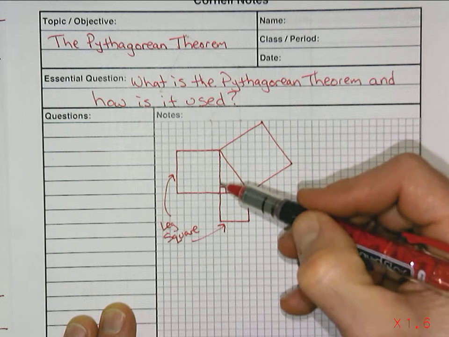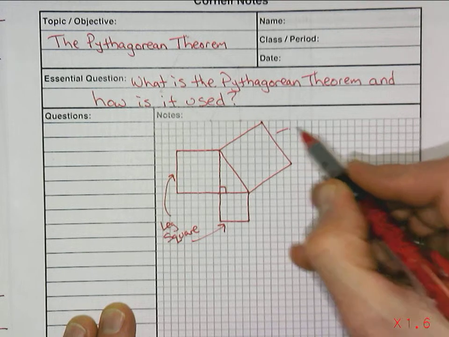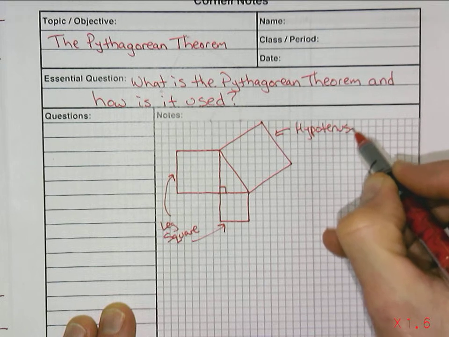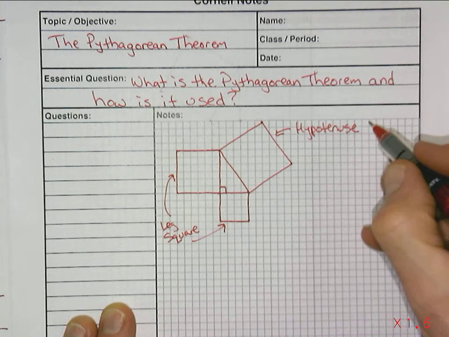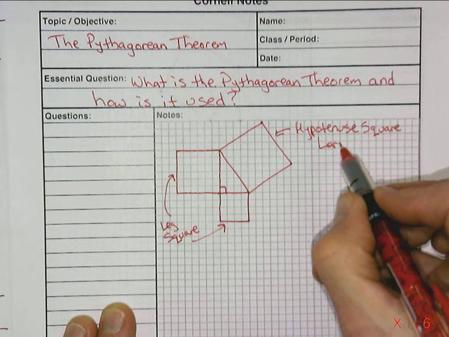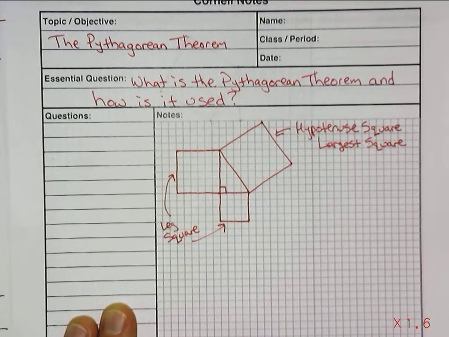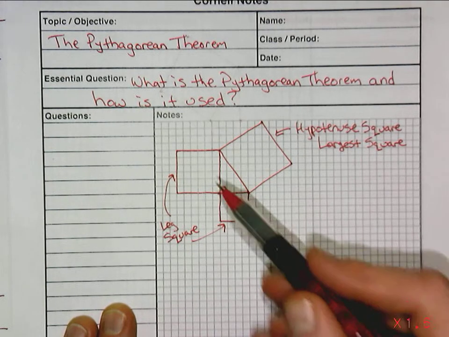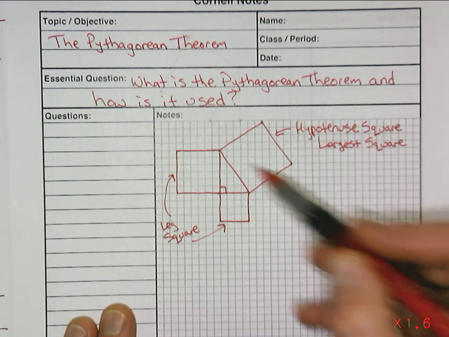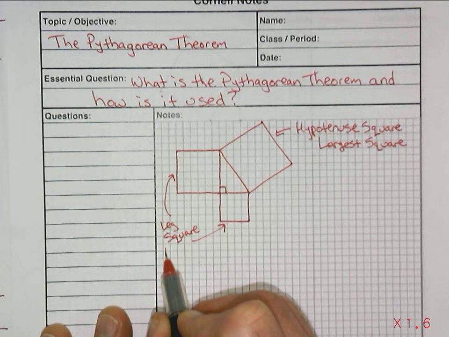The leg squares are off of what we call the legs of the right triangle, and this square is the hypotenuse square, and it is off the hypotenuse side of the right triangle. It's always actually the largest of the 3 squares. So this is the large square, the hypotenuse square, and we have the 2 smaller squares for the legs. The hypotenuse square is the long side. The leg squares are always attached. They're always connected.